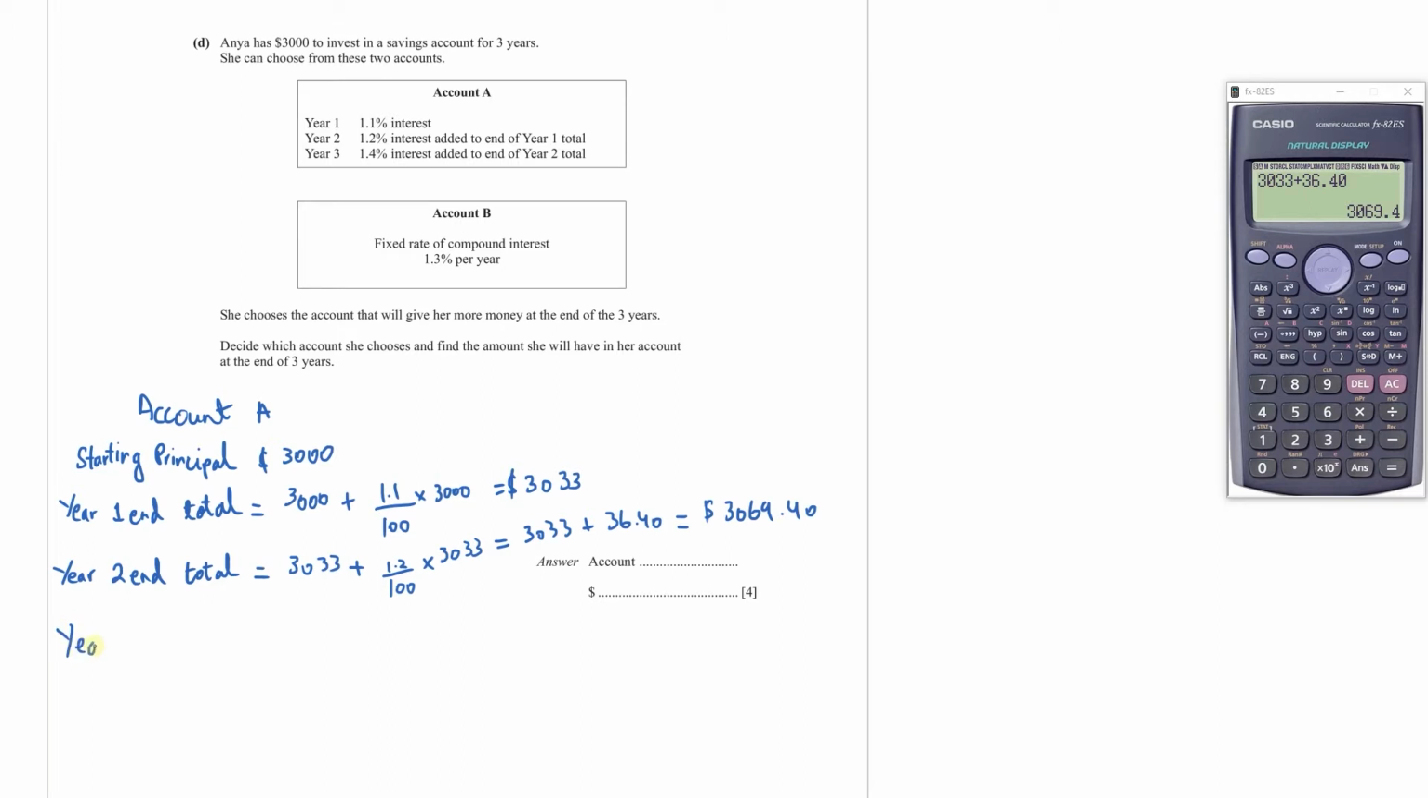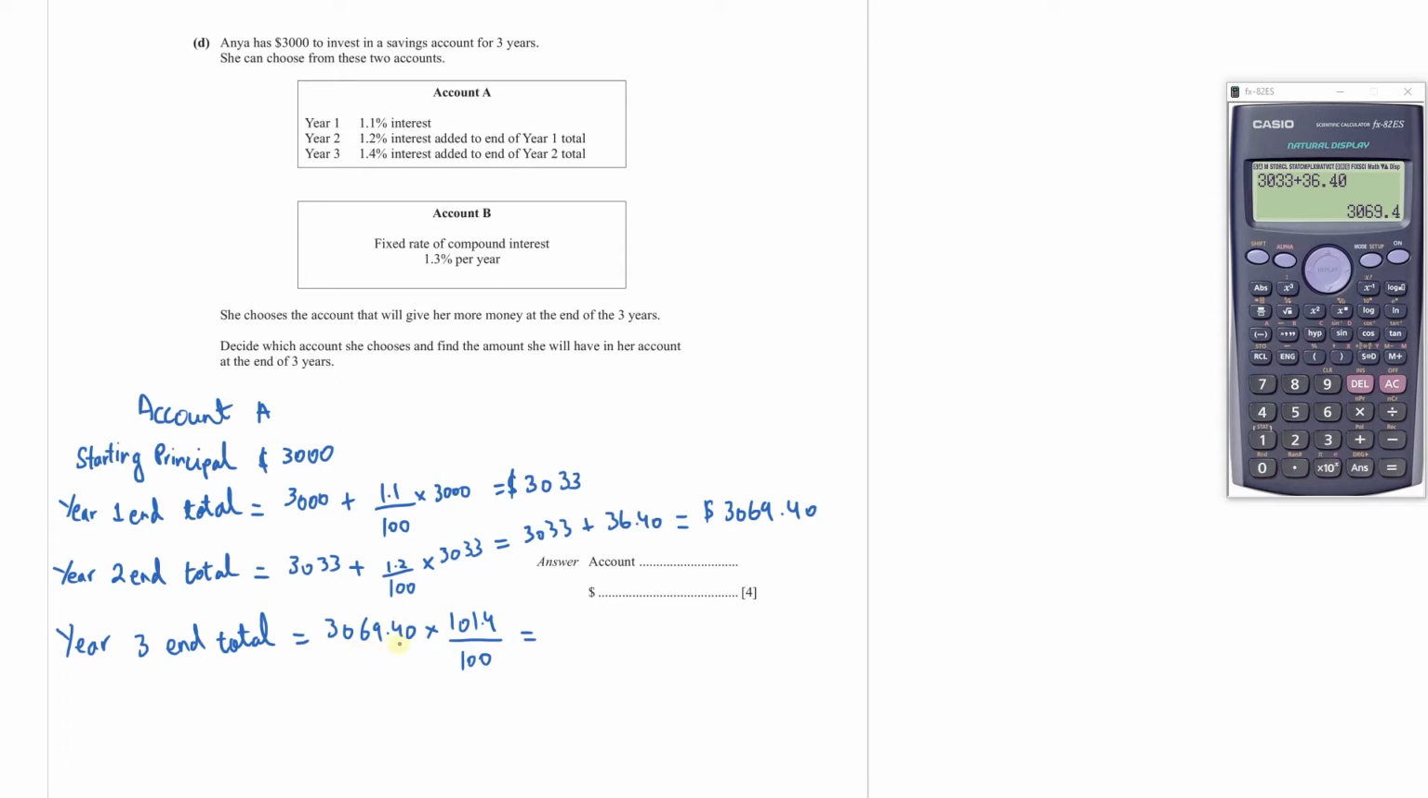Now let's calculate how much she will have at the end of year three. At the end of year two, she had $3,069.40. In year three, she earns 1.4% interest on the end of year two total. And I'll use another method. I'll just directly multiply it by 101.4 over 100. So I'll directly get the value instead of calculating the interest separately. This is another method that you can use.